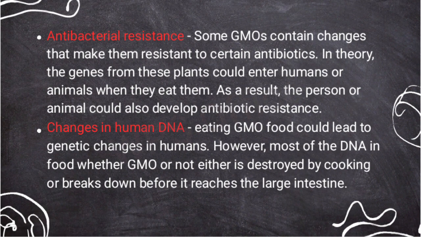Antibiotic resistance. Some GMOs contain changes that make them resistant to certain antibiotics. In theory, the genes from these plants could enter humans or animals when they eat them. As a result, the person or animals could also develop antibiotic resistance. GMOs resistant to antibiotics could transfer their genes to humans or animals upon consumption, potentially leading to the development of antibiotic resistance.